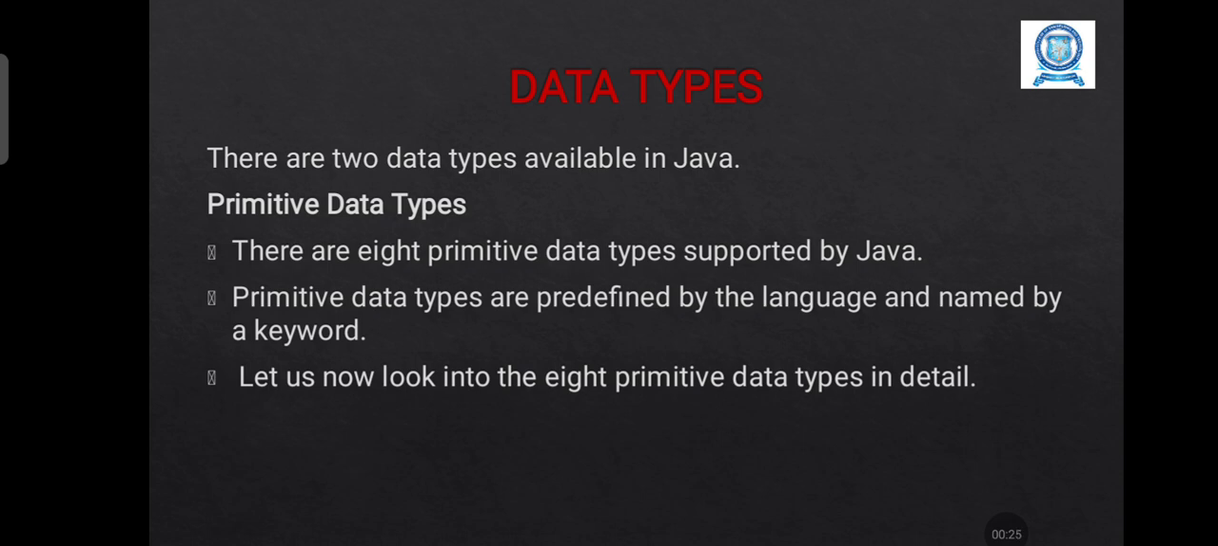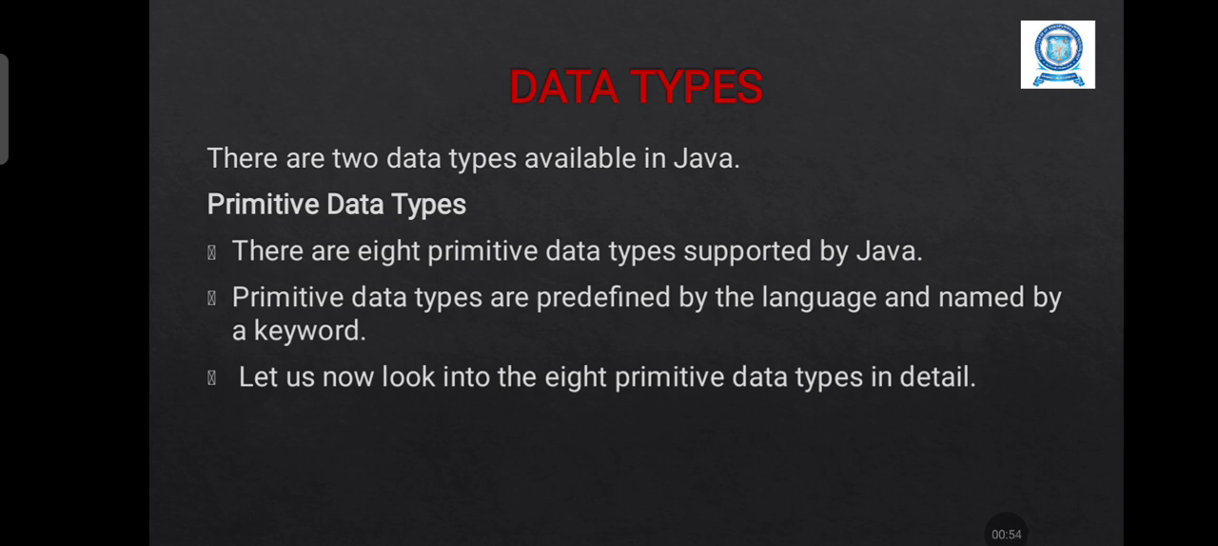Let us start with the data types. Actually, data type is a type of data predefined by the programming language. When we define a data, we have to declare it with the data type. Another important thing associated with the data type is that each data type is associated with a memory requirement.